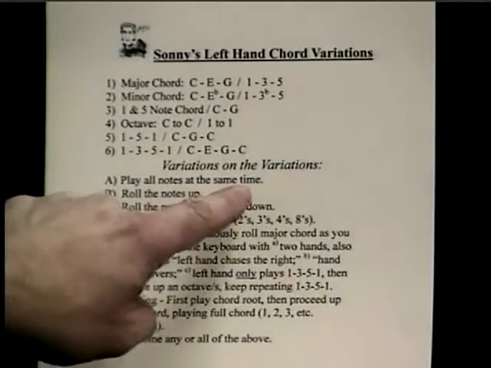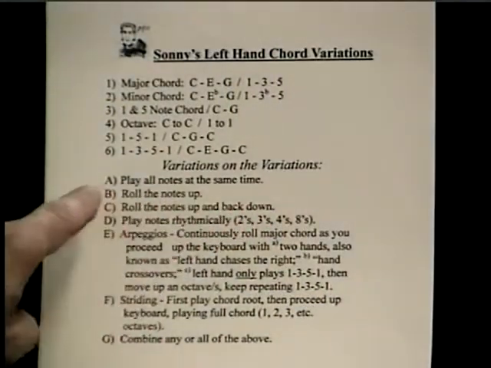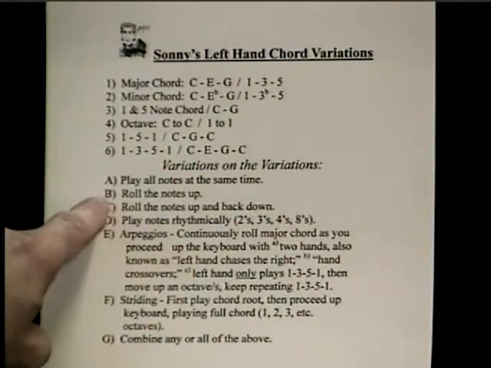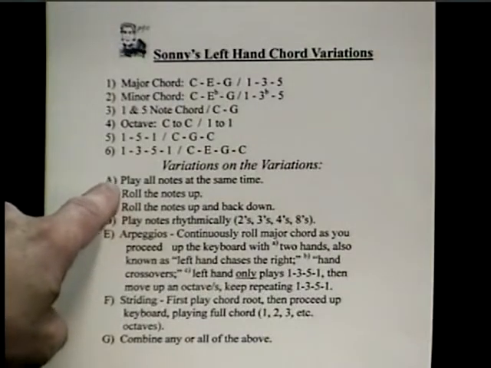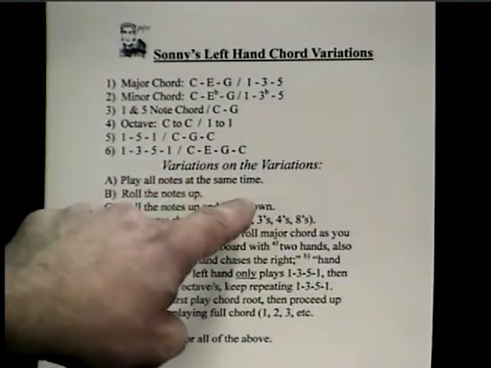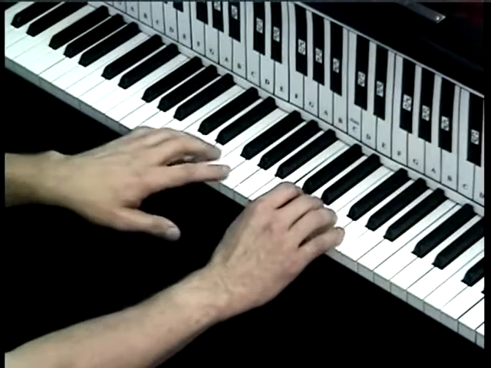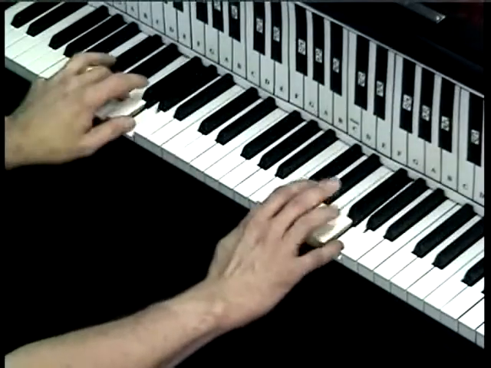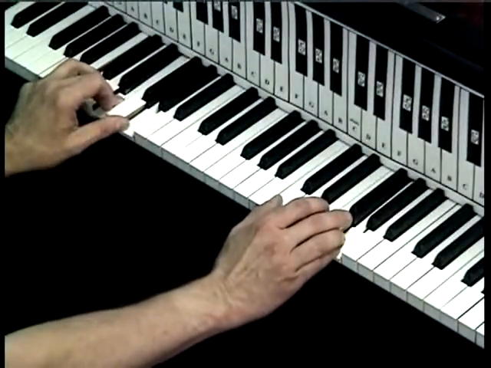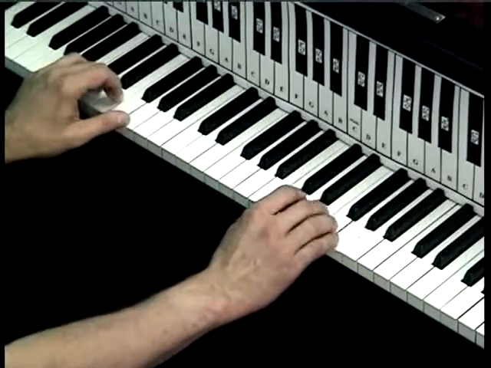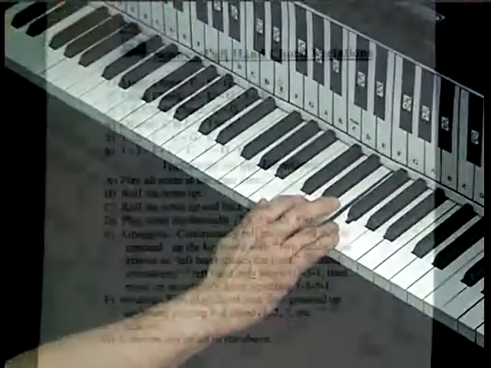All right? So let's do a little more with this. Now let's do some variations on the variations. Okay? Now, so far we've been doing letter A, play all the notes at the same time. All right? So watch what we've been doing. So far we've been going, right? Okay, so that's one way of doing it. But here's another way. Roll the notes up.